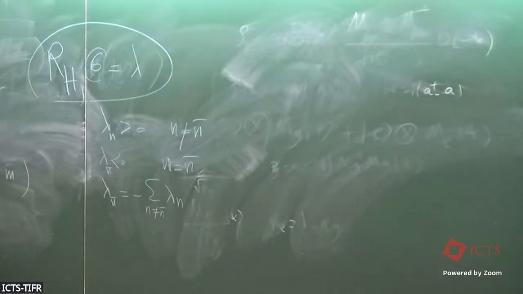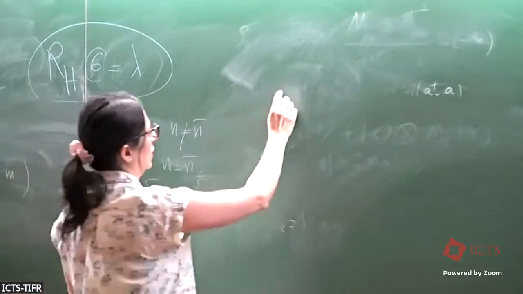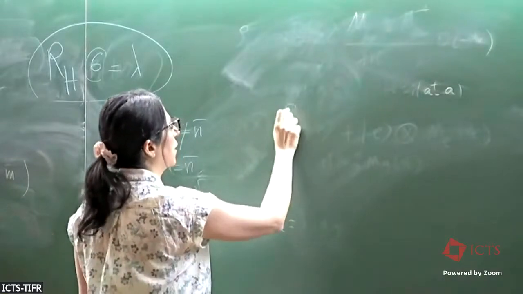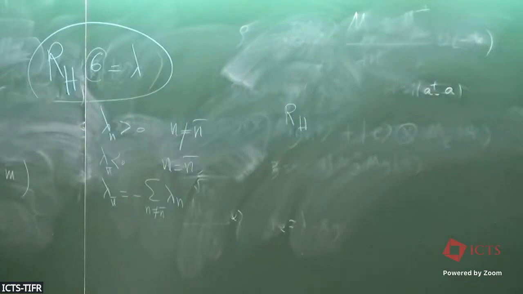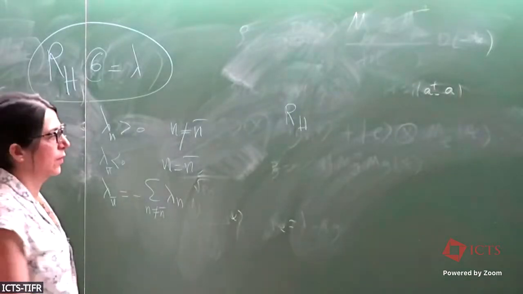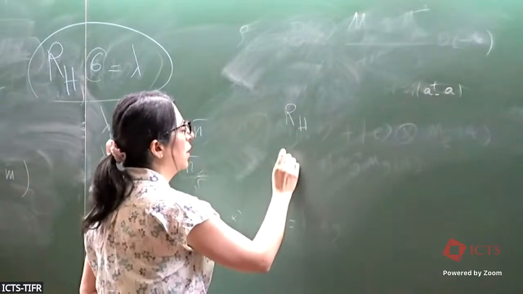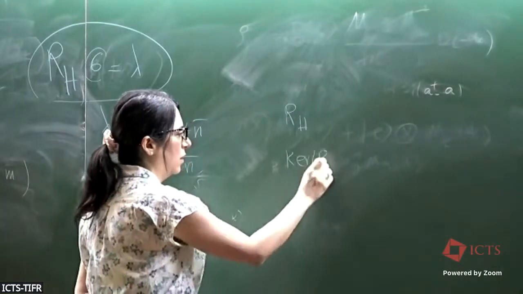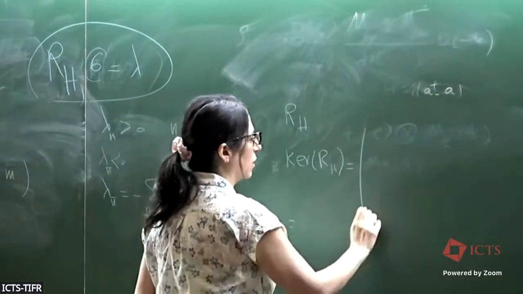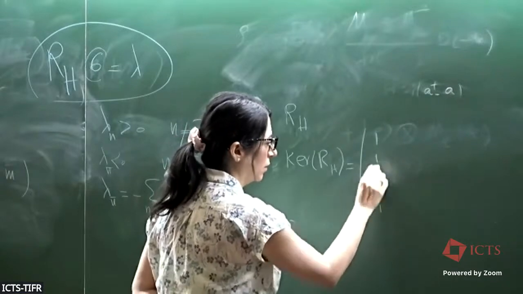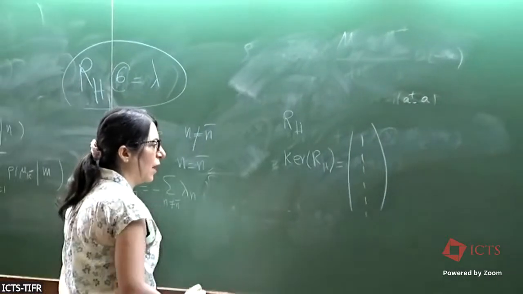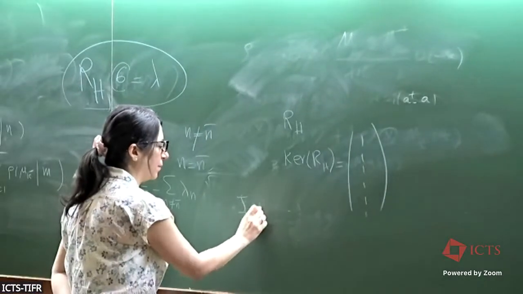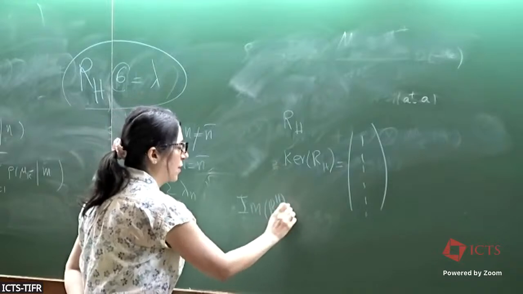In fact, what is the idea of the proof? You can show that if RH is a Laplacian and its graph is connected, then the kernel of RH is the vector 1, 1, the only one, so it's of dimension 1, and you have a symmetric matrix, and you know that the image of a symmetric matrix is orthogonal to its kernel.